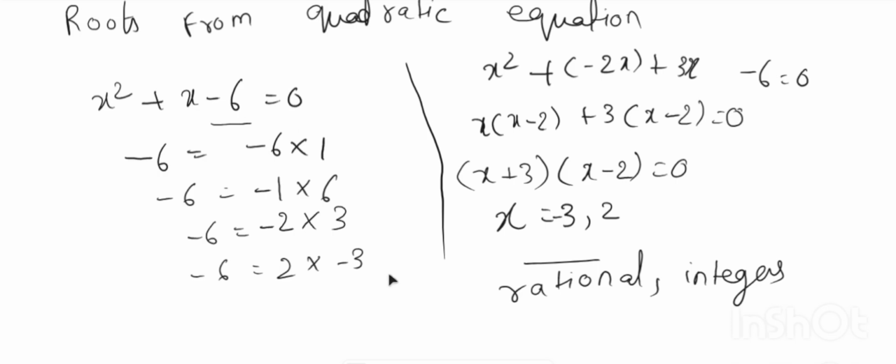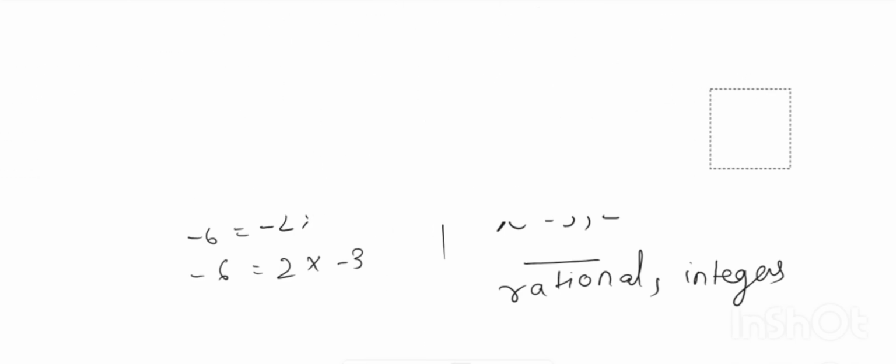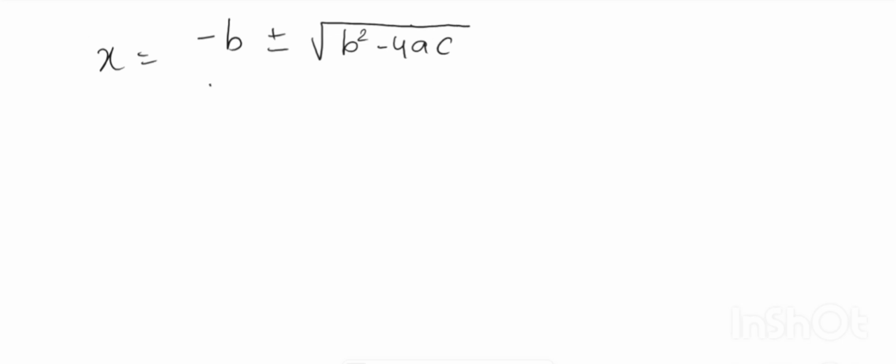We also have another method of obtaining roots from quadratic equations. Now we'll look at how to obtain roots using the formula method. The formula for that is x = (−b ± √(b² − 4ac)) / 2a. This is the most important formula.